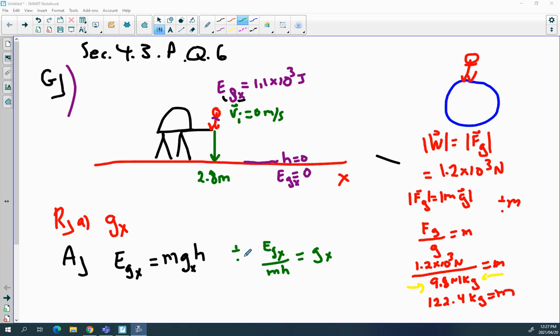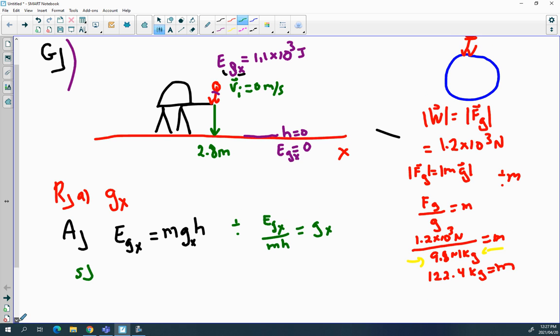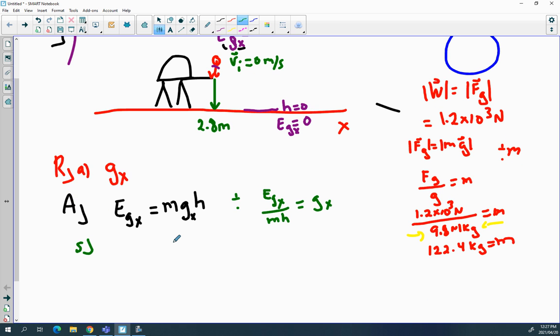So I've done the dividing of each side, and now I can substitute in some numbers, right? Let me give you a little bit more space here. Here we go. So the gravitational potential energy, when the astronaut is on that little ledge there, is 1.1 times 10 to the 3 joules, right?